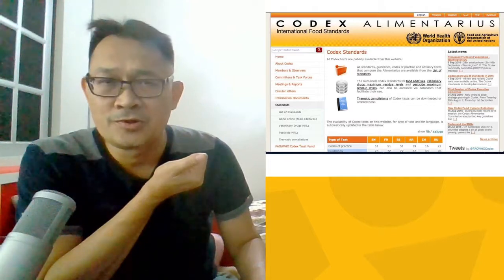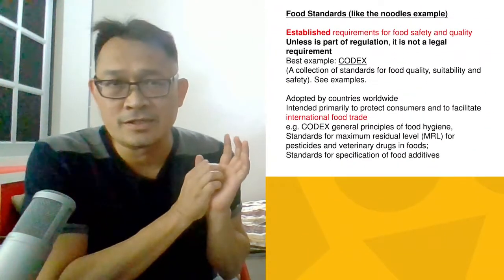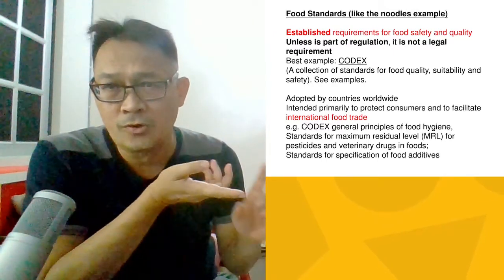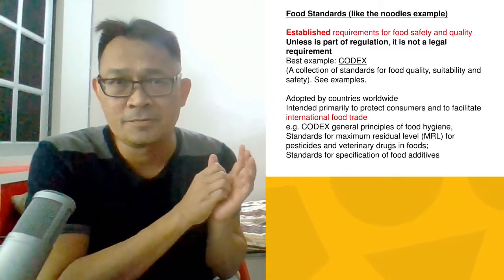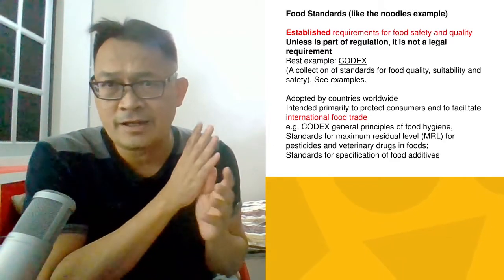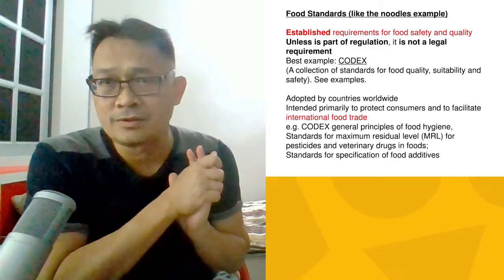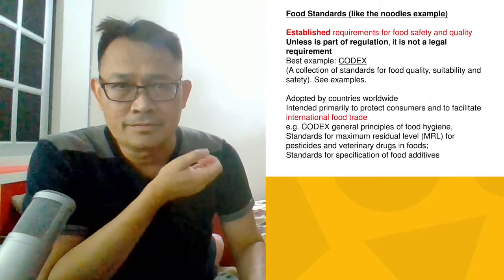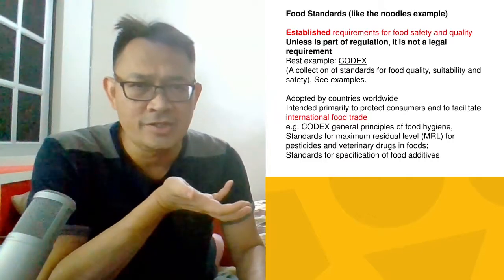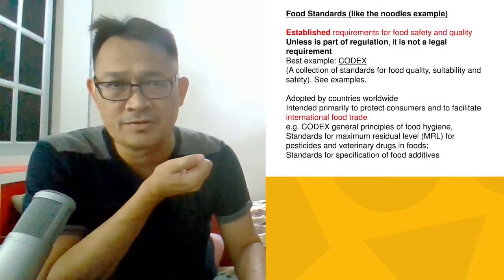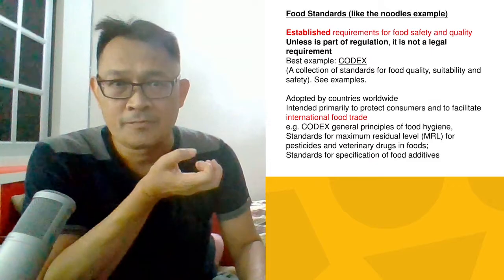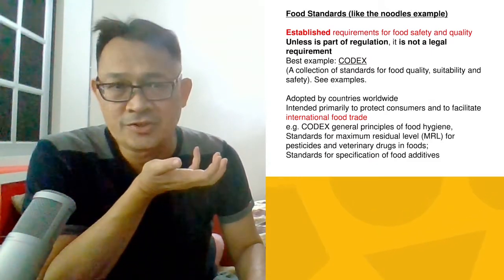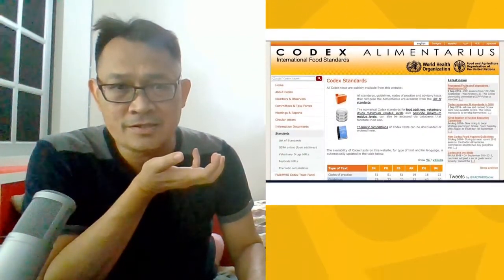Well, we're not going to go into details, but basically this Codex Alimentarius is all about a collection of standards for quality, safety, and also suitability of food. So it also has any other things essential for food processing, such as principles of food hygiene, standards for maximum residual levels for pesticides and veterinary drugs in food. So make sure during your free time you can Google it and study it.